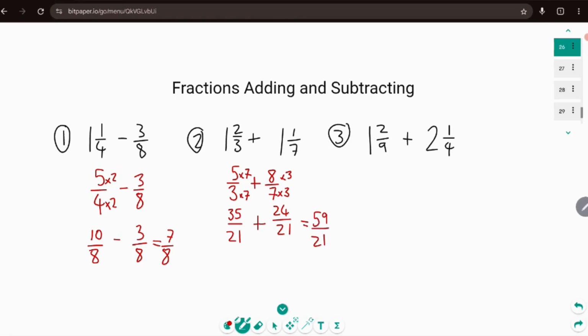Change to a mixed number fraction. 21 into 59 is 2. You've got 21, then 42. And if we get to 42, our remainder is 17.